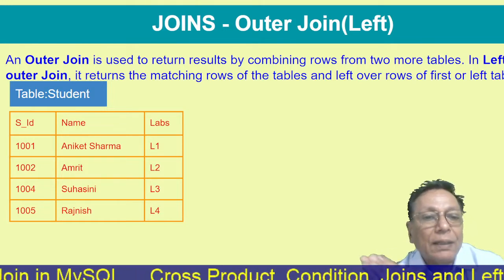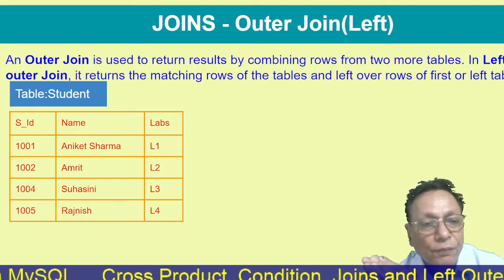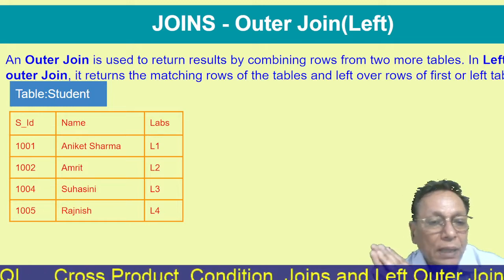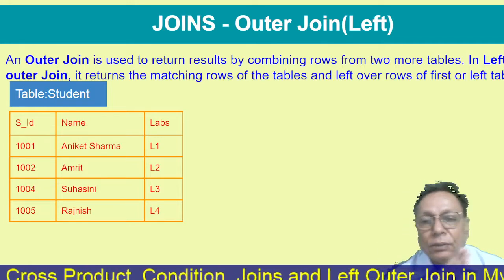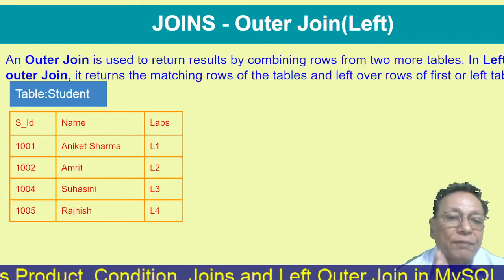So L1 is the code of the lab. L2 is again the code of the lab. L3 is the code of the lab, and L4 is the code of the lab.